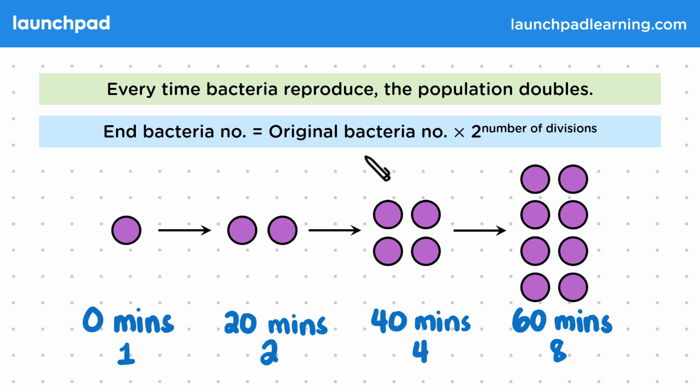You will be expected to use this formula to calculate the number of bacteria in a population after a certain amount of time if you're given the mean division time. So how do we use this formula in practice?